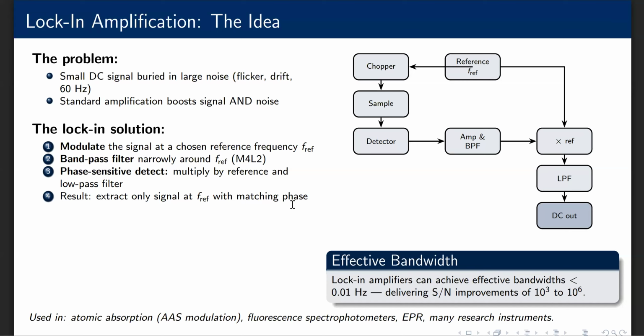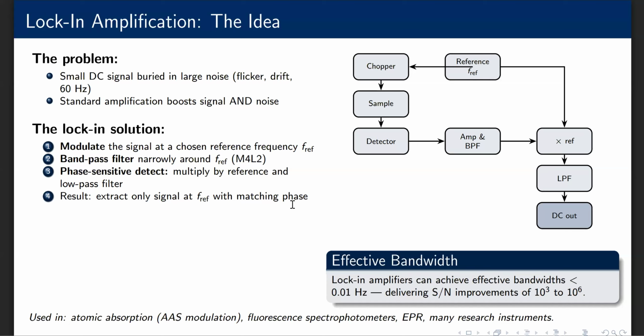The third, and the relatively clever part, is the phase-sensitive detection. Multiply the filtered signal by the reference waveform, then low-pass filter the product. The math works out so that only signal components at exactly the reference frequency and exactly in phase with the reference produce a DC output. Everything else averages to 0. The fourth is the result: a DC voltage proportional to the amplitude of the signal at the reference frequency. You've extracted it from the arbitrarily high noise.